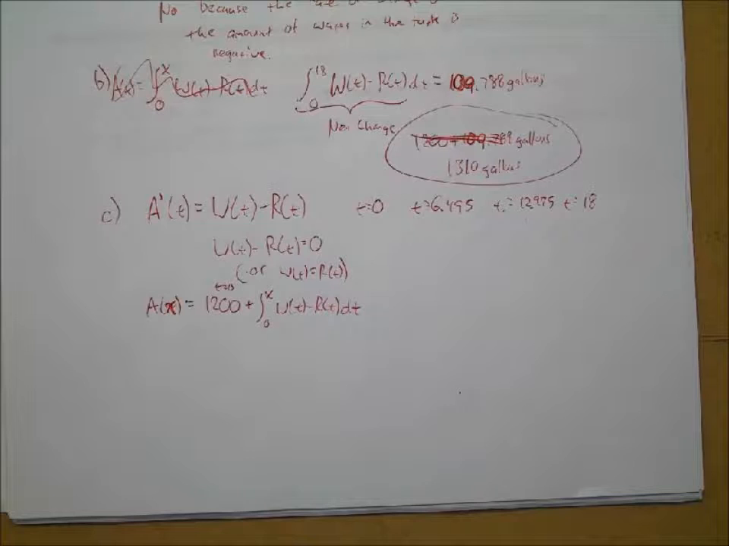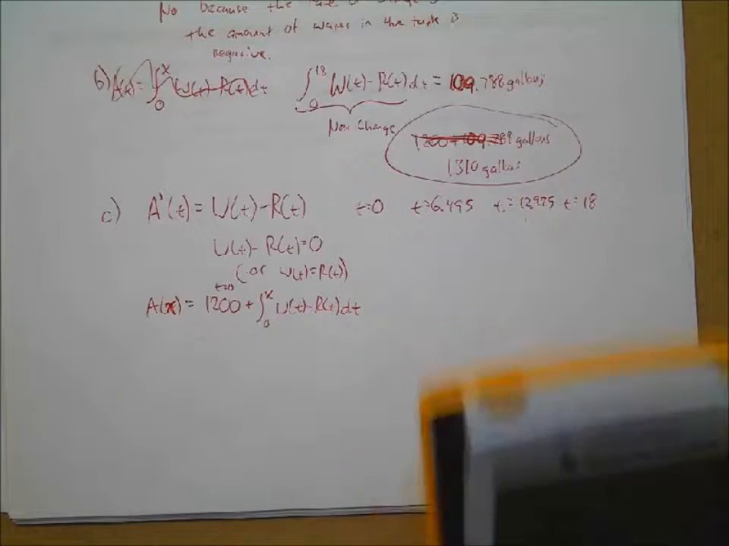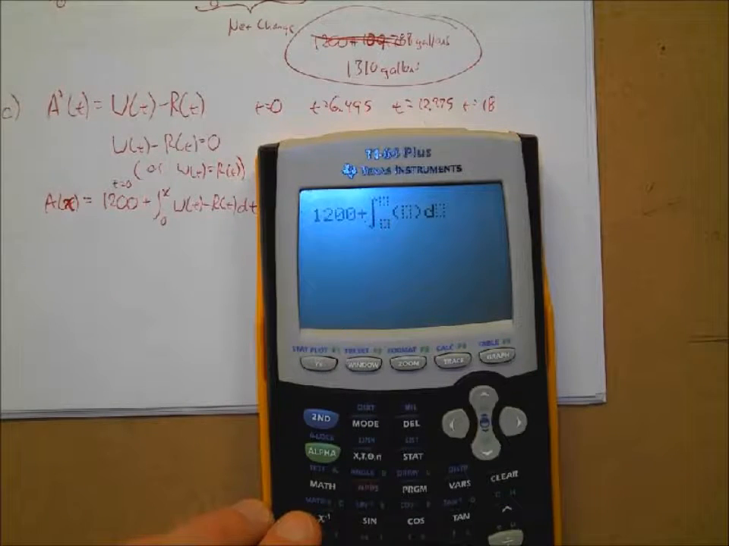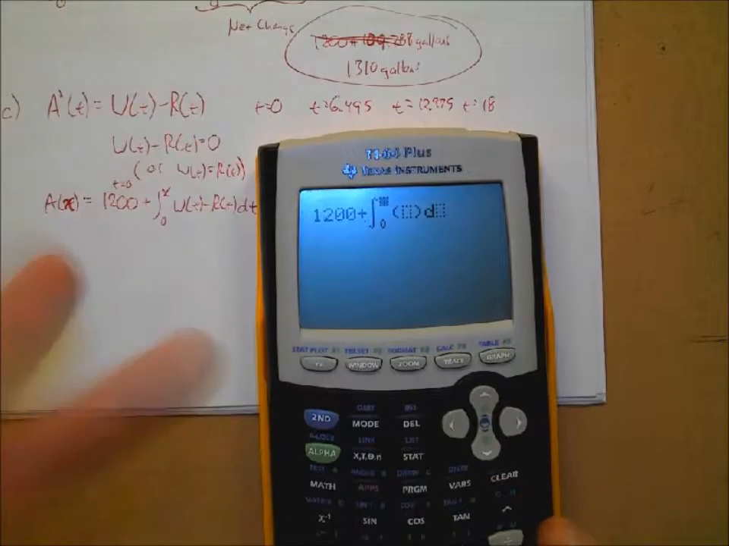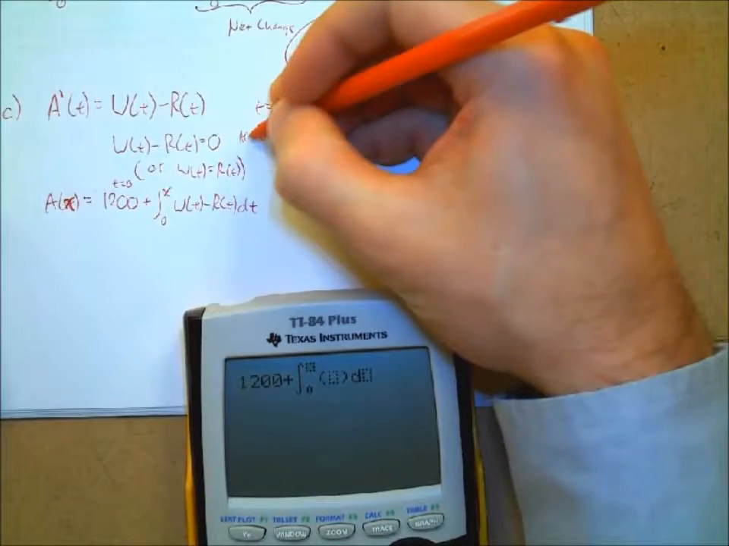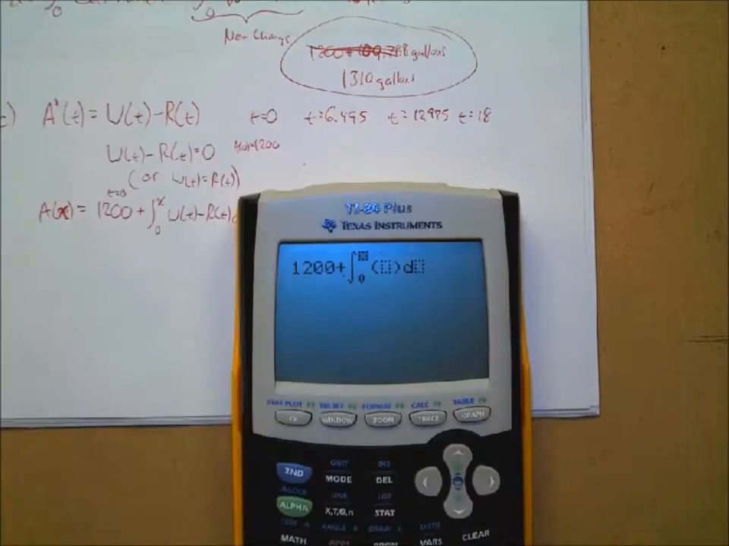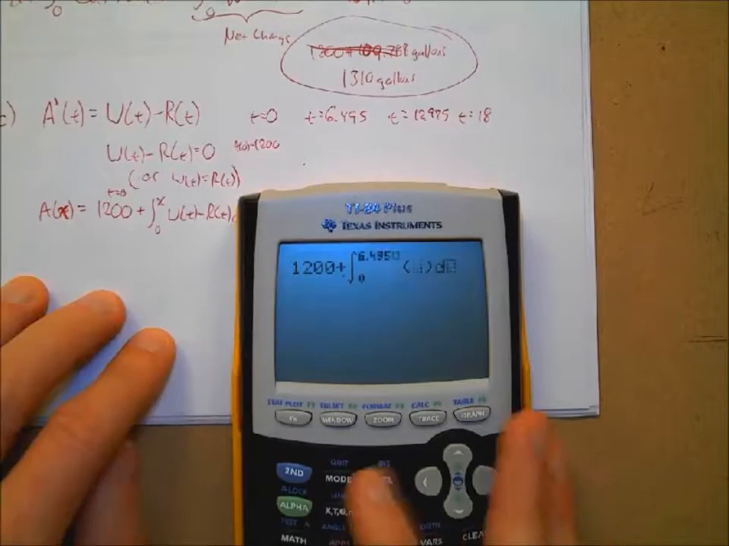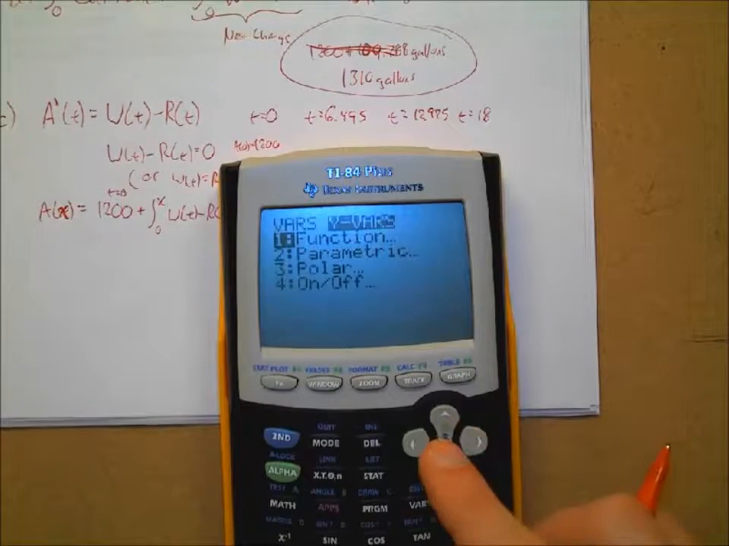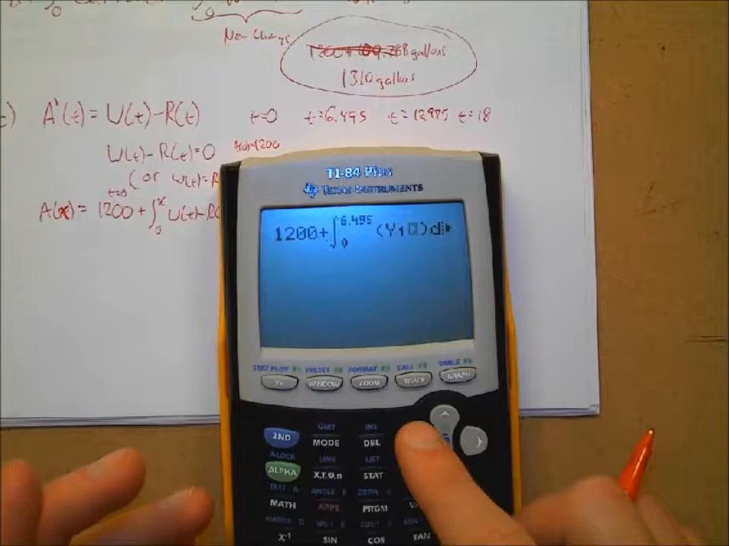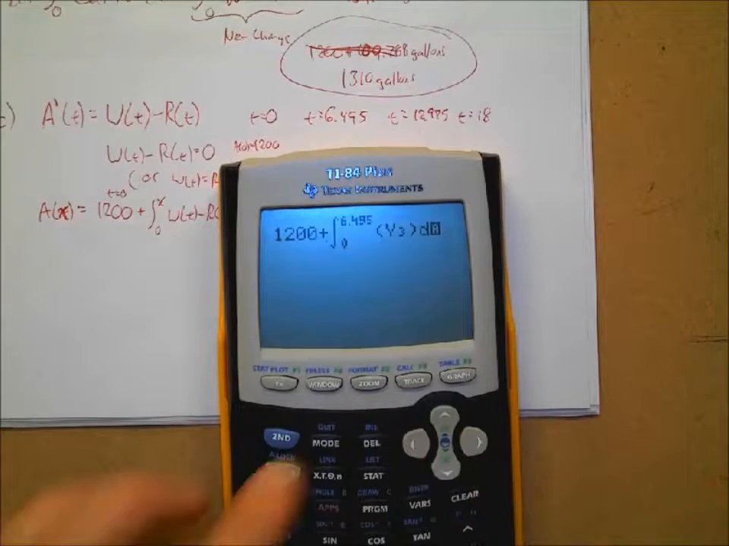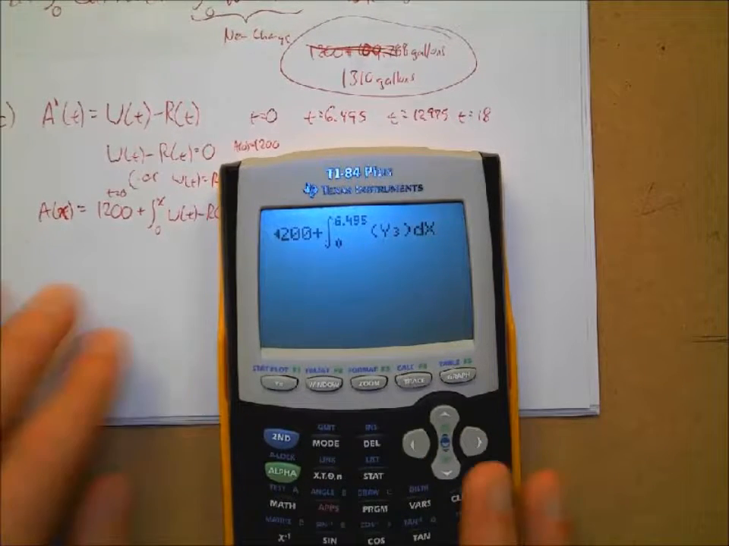Okay? So to do that, in your calculator, you do 1,200 plus math 9. We'll integrate from 0 to the first one. Well, the first one's from 0 to 0, so we know our answer is just going to be 1,200 for that. That's easy enough. So the next one's going to be 6.495. Okay, and then we want to do y1 minus y2, I believe. So vars, y vars, function, y1. Or actually, I could just do y3, because it's in y3. Maybe I'll just do that. Vars, y vars, function, y3, dx. Okay, so we integrate that.